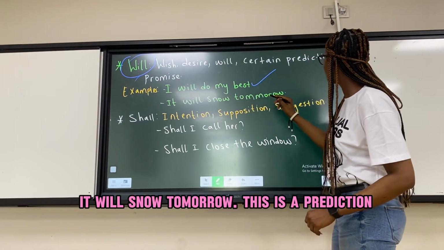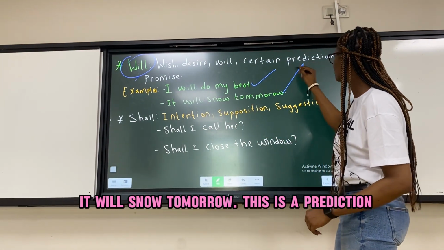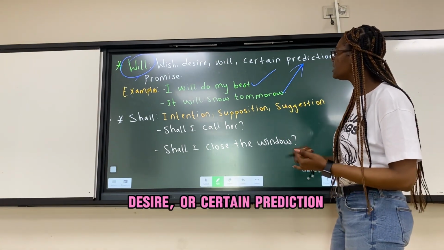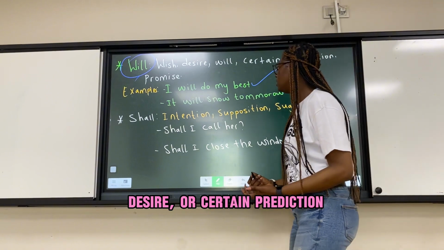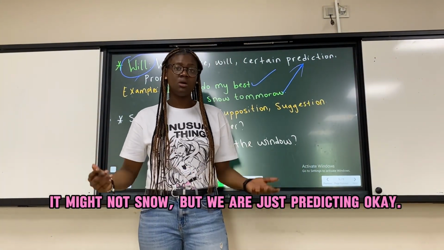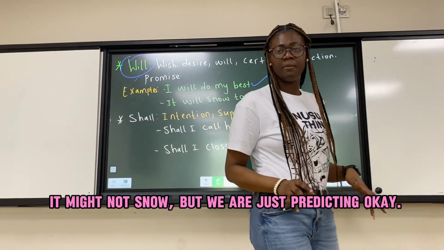It will snow tomorrow. This is a prediction. Remember I said the modal verb will can be a wish, desire, or setting prediction. It will snow tomorrow. It might snow, it might not snow, but we are just predicting, okay?